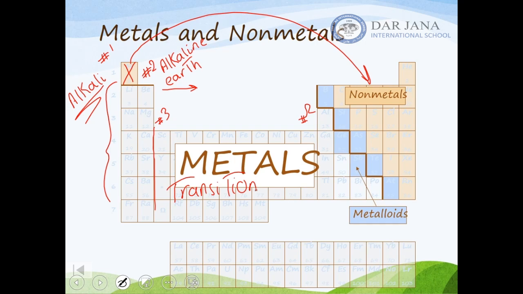Okay, now for the non-metals, we have group number 18 and group number 17. So group number 18 are called noble gases, and these gases are also stable. Okay, and stable means they don't react naturally.